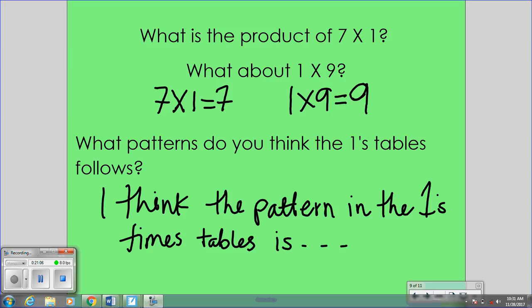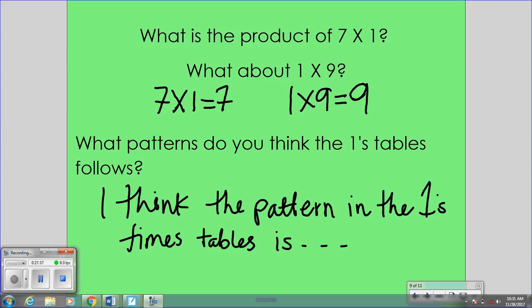Aiden, what are you thinking? It always repeats itself. What do you mean it always repeats itself? So you get one group of 9, which equals 9, and you get 7 groups of 1, so you do 1, 2, 3, 4, 5, 6, 7. Okay, you want to add on that? I think that the pattern in the 1's times table is that the sum is always the bigger number in the equation. The product. Change that math word, but other than that, beautiful job.